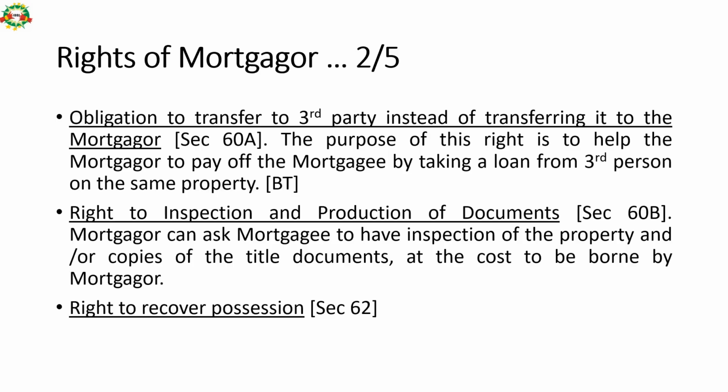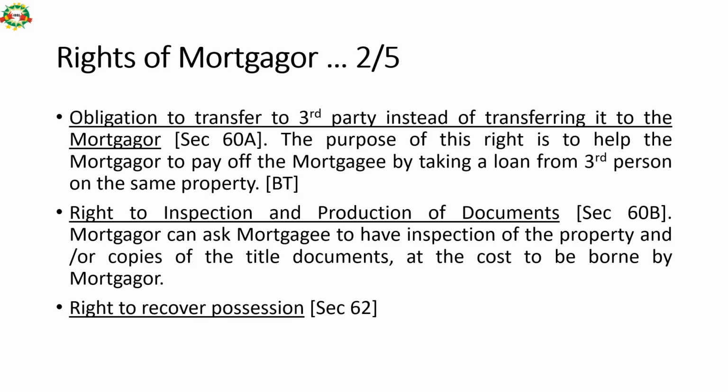Right to inspection and production of documents, section 60B. The mortgagor can ask the mortgagee to allow inspection of the property and ask for copies of title documents, at a cost to be borne by the mortgagor. So if I have given my property under mortgage to a bank, I can ask my bank to allow me inspection of the property if it is in the bank's possession, and if the bank has taken loan documents, I can anytime ask for photocopies of those title deeds from the bank, but the cost of photocopying and recovering those documents has to be borne by me as the owner, the mortgagor.